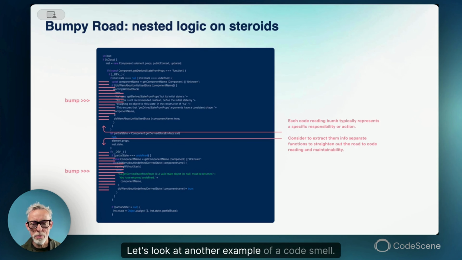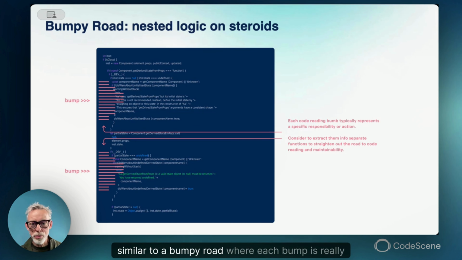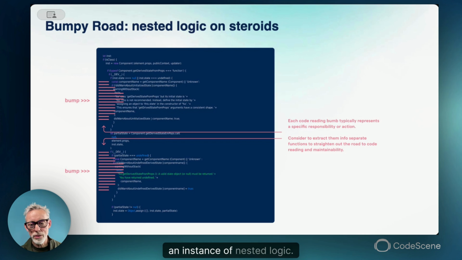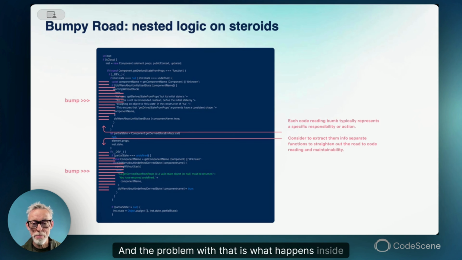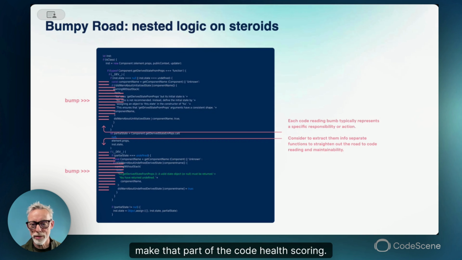Let's look at another example of a code smell. This is something we call bumpy road. And in this case, the exact details of the code isn't that important, but if you look at it a bit, you'll notice that the outline follows this back and forth structure, similar to a bumpy road, where each bump is really an instance of nested logic. And the problem with that is what happens inside one bump is really very dependent on what happened in the previous one. So complexity really multiplies here. So that's why the code health scoring mechanism has a separate detector for identifying constructs like this and makes that part of the code health scoring.